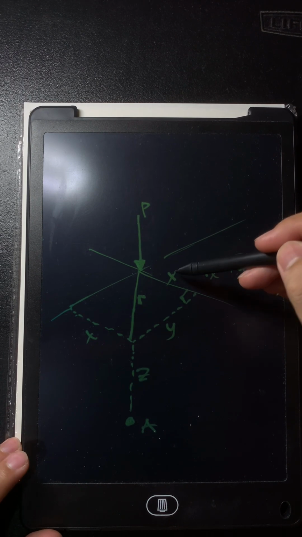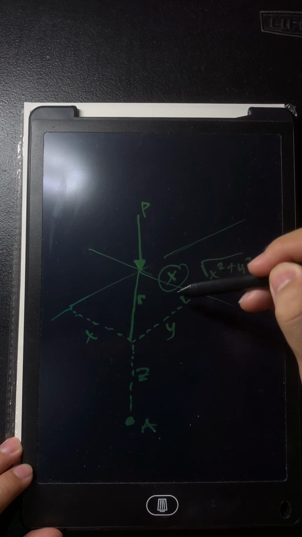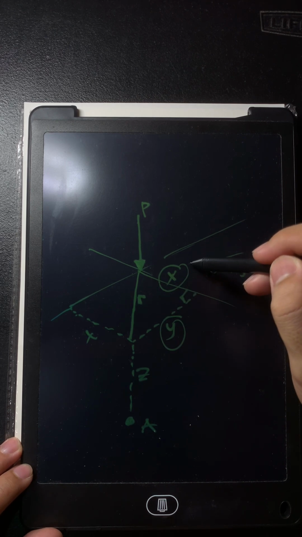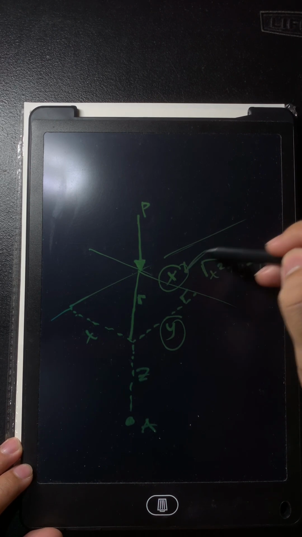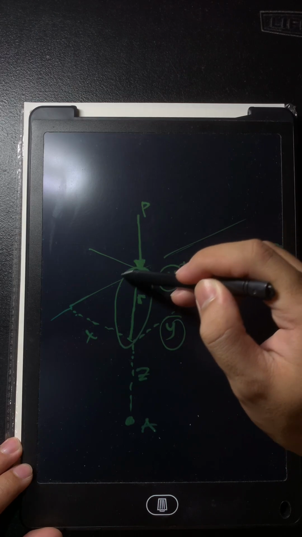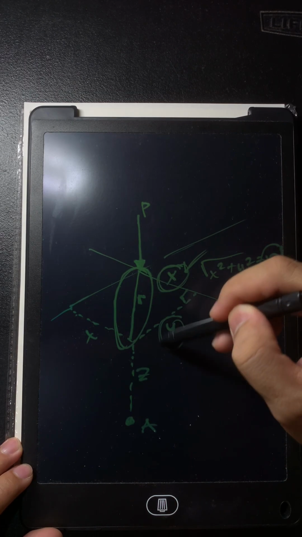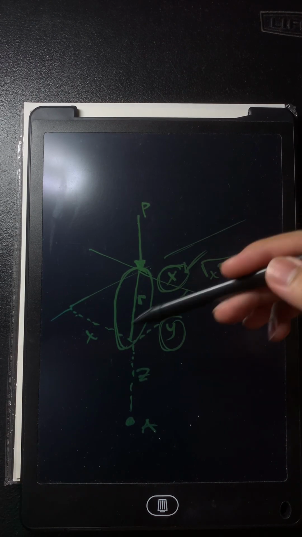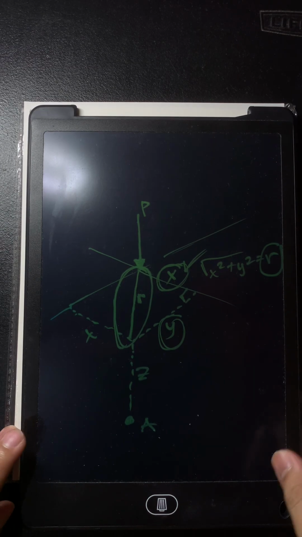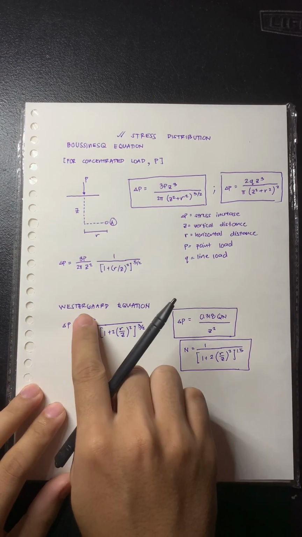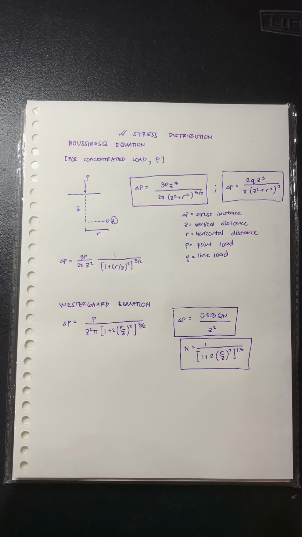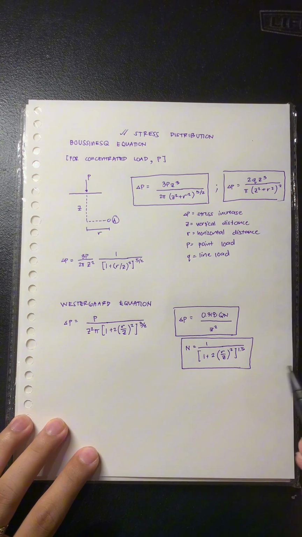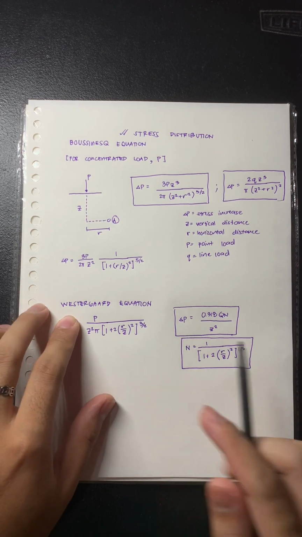So pwedeng ang given sa problem is the x and y guys, no? So be careful lang kung ano ba talaga yung given, kung horizontal distance ba or ganito guys. Bali, imaginin nyo na lang kung ano ba yung given sa problem. So, next tayo guys. Westergaard equation. Bali sa Westergaard equation, sa mga CE refs, usually ito yung lumalabas.